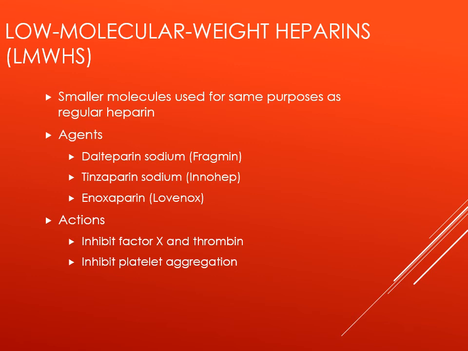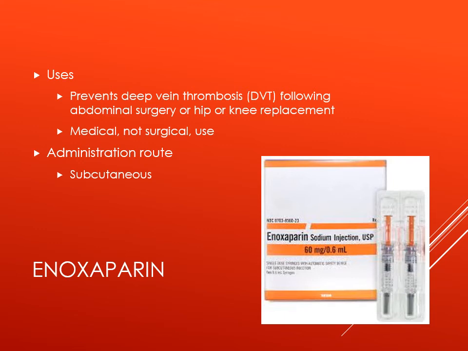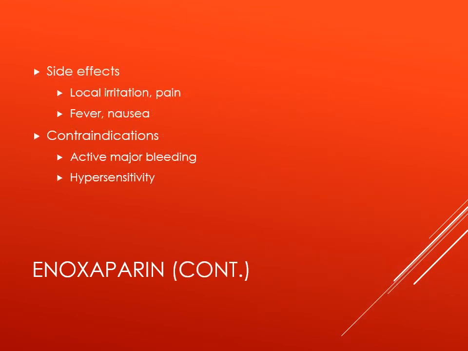Enoxaparin, or Lovenox, is used to prevent postoperative DVT, or deep vein thrombosis, especially after abdominal surgery or hip or knee replacement. It's going to be a medical, not surgical, use. Like I mentioned, it will be given subcutaneously. Side effects are going to be local irritation, pain at the injection site, fever, and nausea. Contraindications are any active major bleeding or a hypersensitivity to the drug.